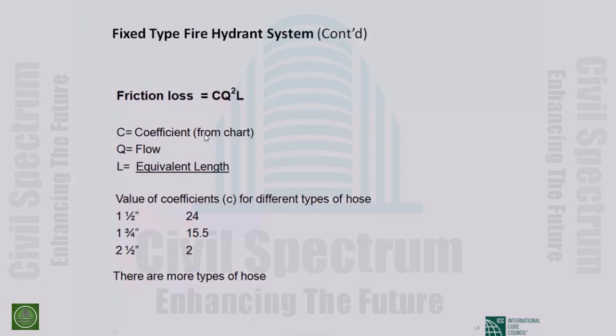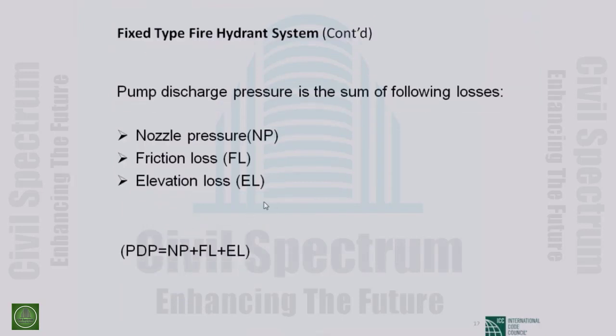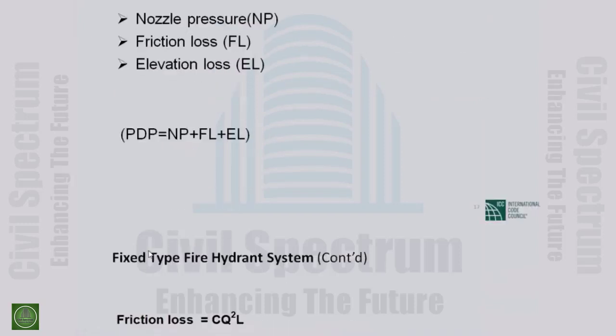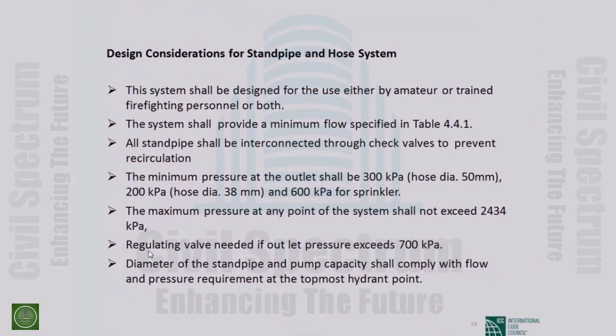There is a table for the C, that is the coefficient chart. This is only for this size of hose, but if you have a different size of hose, you have to take other values from that. So taking all together, you can calculate the friction loss. If you know the friction loss, you know your nozzle pressure, you know your elevation, so you can calculate your pump discharge pressure. So you know your flow rate, you know your pressure. Now you can design your pump, you can design your system.